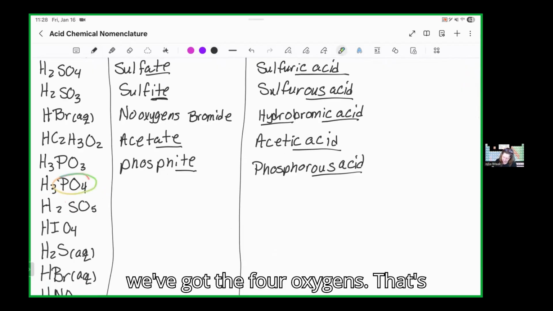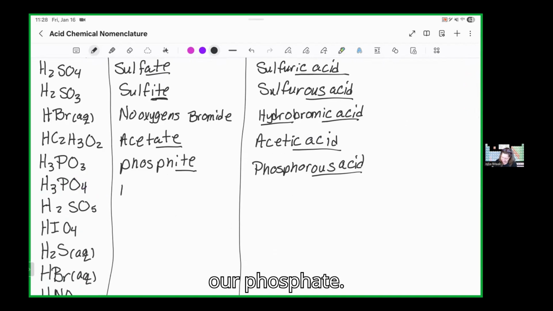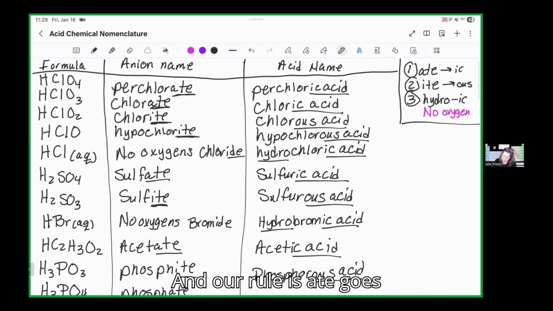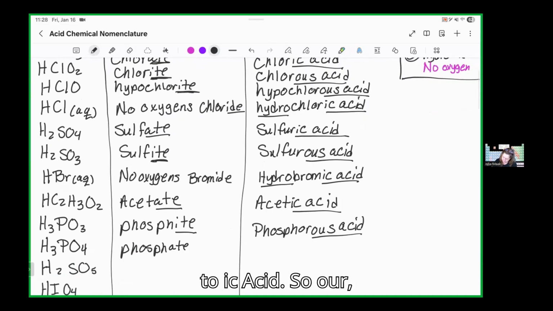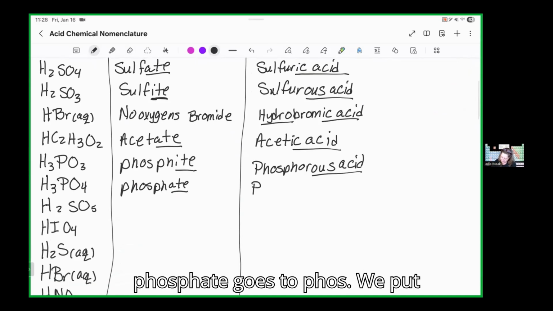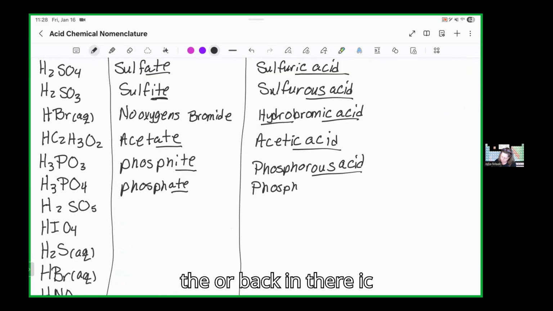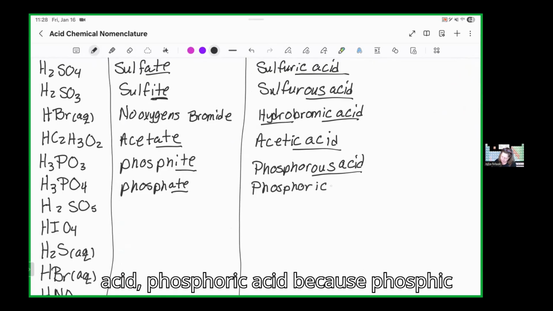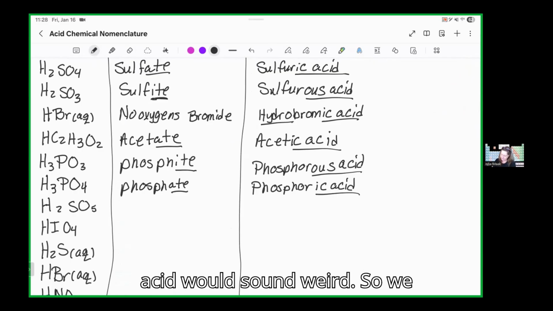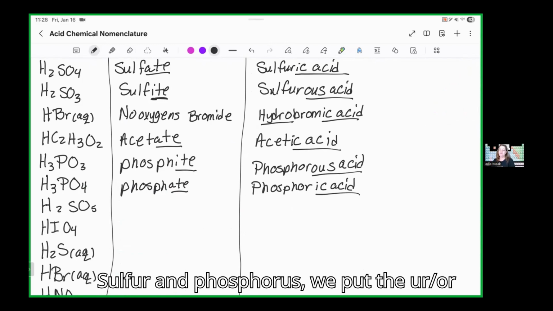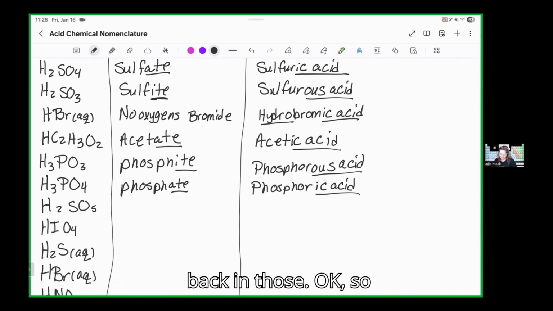Here we've got the 4 oxygens, that's our phosphate. And our rule is ate goes to ic acid. So our phosphate goes to phos. We put the or back in there, ic acid, phosphoric acid. Because phosphic acid would sound weird, so we put the or back in there.